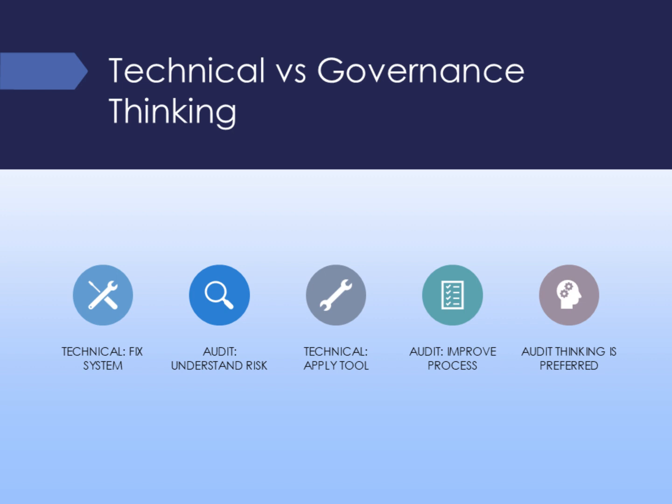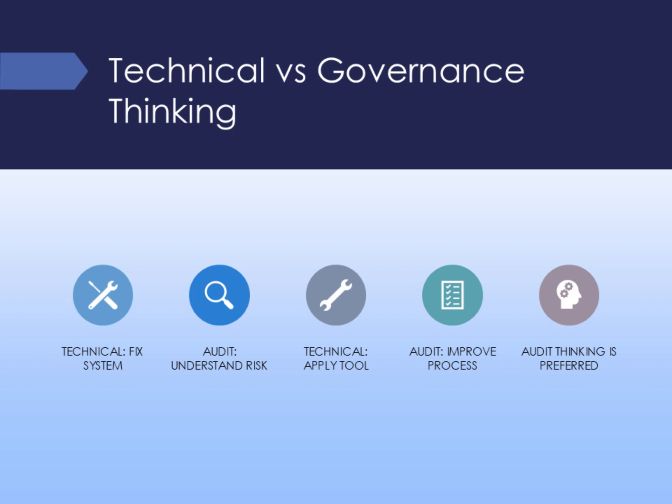A technical mindset usually focuses on fixing the immediate system issue. For example, patch the server, install another security tool, increase firewall rules, deploy more monitoring software. Those actions may help technically, but they do not always address the underlying governance, process, or control problem. An audit mindset starts differently. An auditor first wants to understand: what is the risk? Why did the issue occur? Which control failed? What business impact exists? Is the process effective? That is why audit thinking is usually more strategic and process-focused.